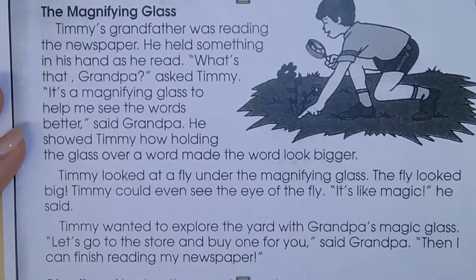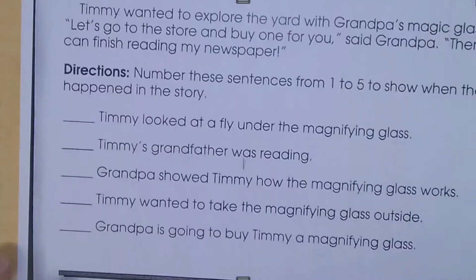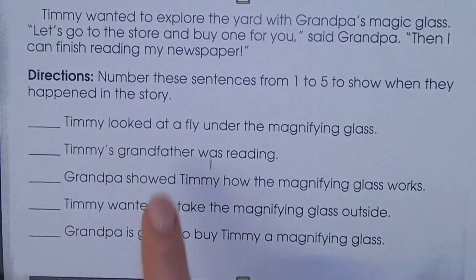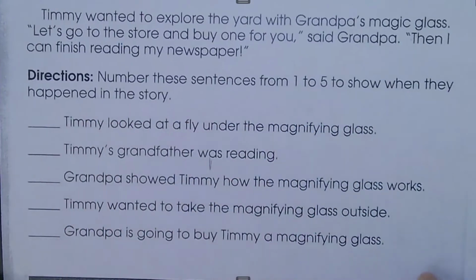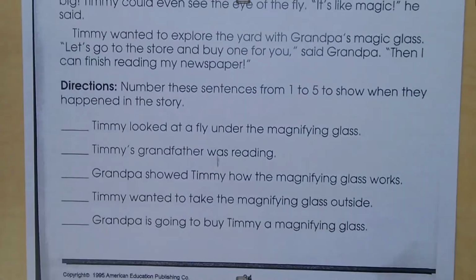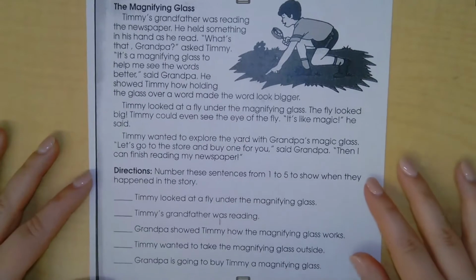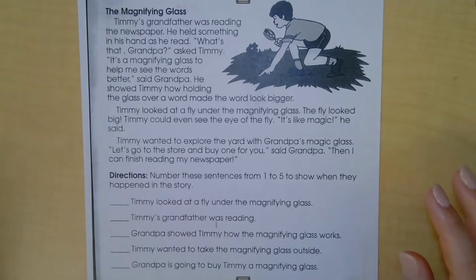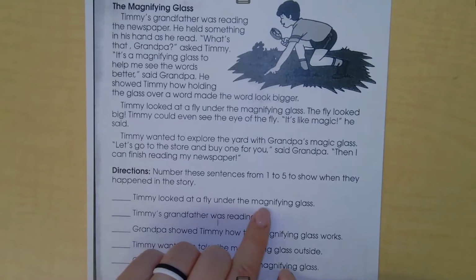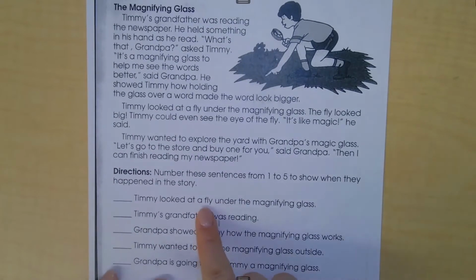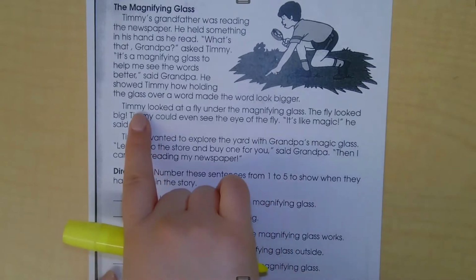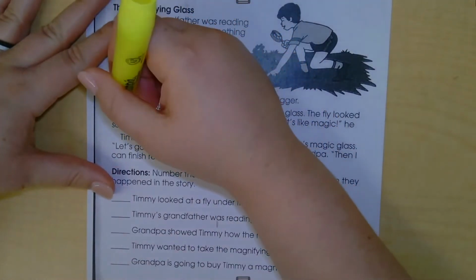Okay, so that's the story about the magnifying glass. Down here on the bottom, we are going to number these sentences from 1 to 5 to show when they happened in the story. All right, so let's say I have a highlighter. I can go back and highlight these events in the story. So Timmy looked at a fly under the magnifying glass. So I'm going to scan with my eyes and look for the word fly and magnifying glass. And there it is in the second paragraph. So I'm just going to highlight it.